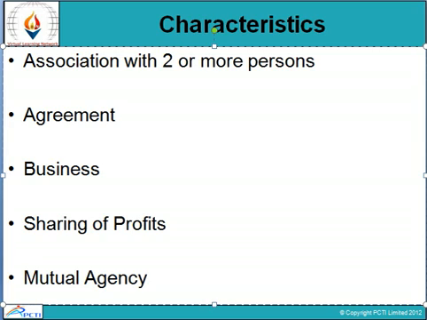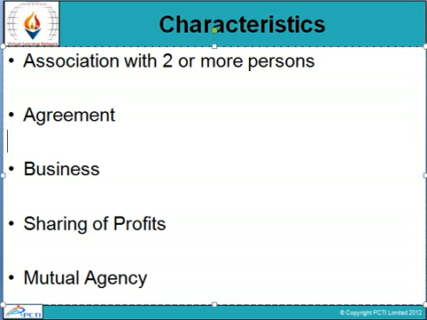Second is agreement. A partnership originates from an agreement between persons. This agreement may be expressed or implied. It should also be noted that partnership does not arise out of status, as in the case of a joint Hindu family. Next, business. Partnership can be formed only for the purpose of carrying on some business.